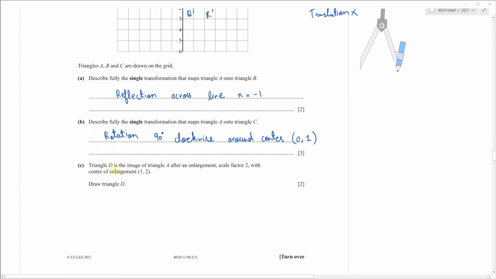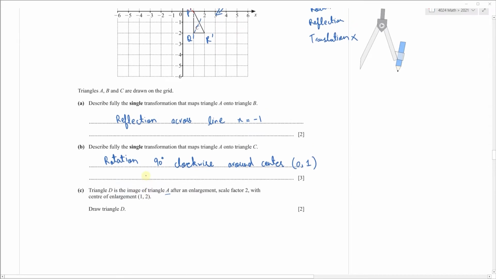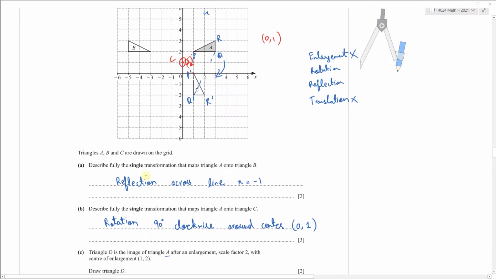Part C is triangle D is the image of triangle A after an enlargement, scale factor 2 with center of enlargement 1, 2. So let's just erase all of this. PQR. Now your center of enlargement is 1, 2. So this is your center of enlargement here. Scale factor is positive 2.